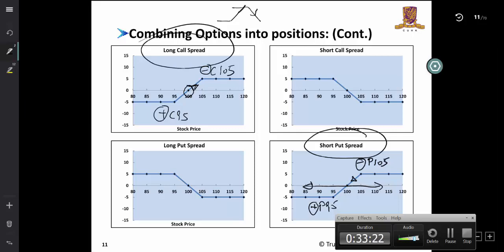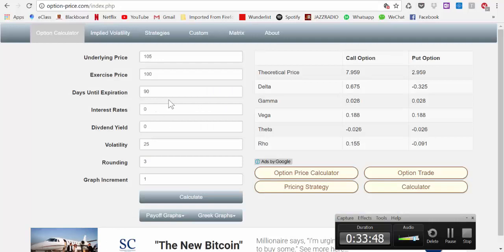Okay? Now, if the underlying price is at 100, then at maturity, you don't actually make or lose money with either structure, okay? That's at maturity, but if it's before maturity, there is some value to this transaction, and I'm going to show you, okay? So I assume the underlying price is at 100, and I'm going to buy a 95 call, and let's just say it's 30 days, just keep it simple, and I'm going to hit calculate.